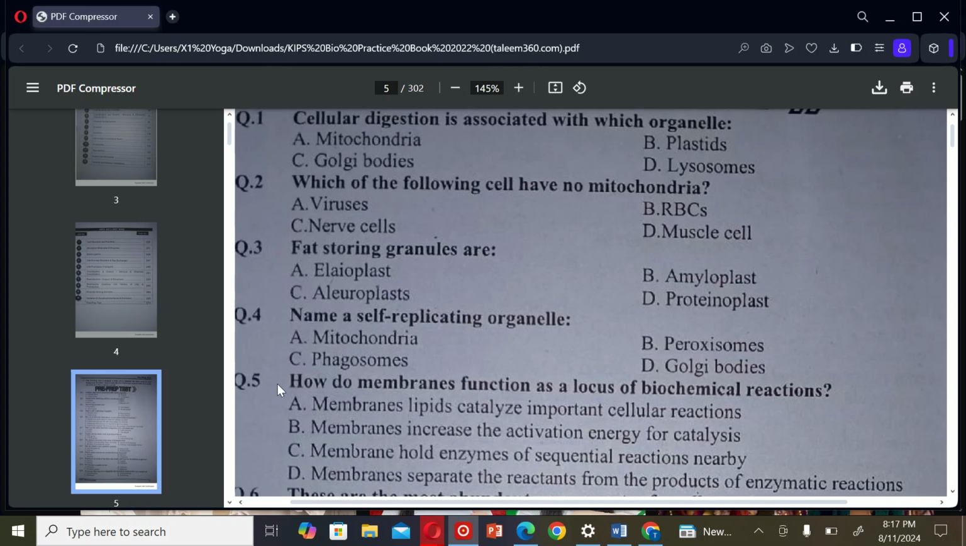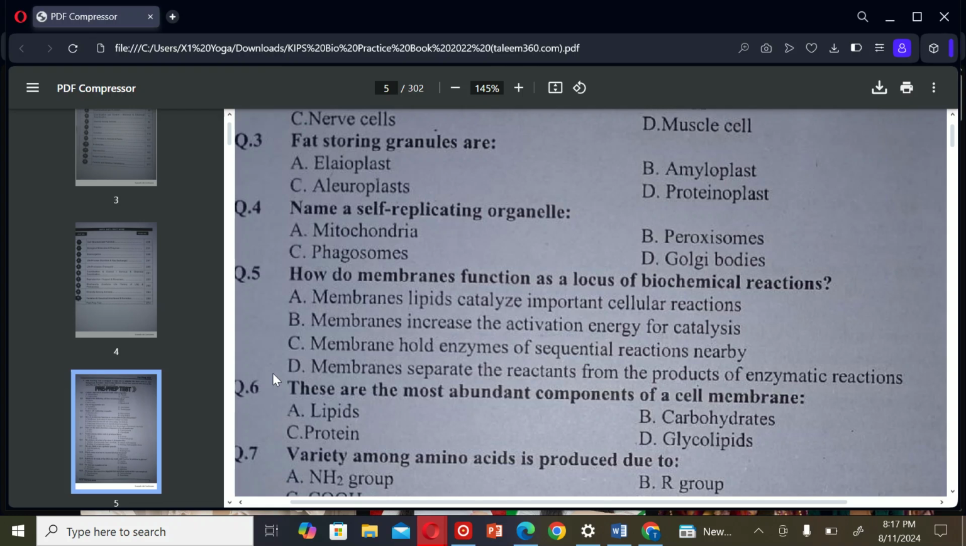A. Mitochondria. The next MCQ is: how do membranes function as a locus of biochemical reaction? A. Membrane lipids catalyze important cellular reactions. B. Membranes increase the activation energy for catalysis. C. Membranes hold enzymes for sequential reactions nearby. And D. Membranes separate the reactant from the product of enzymatic reaction. The correct option is C. Membranes hold enzymes of sequential reactions nearby.